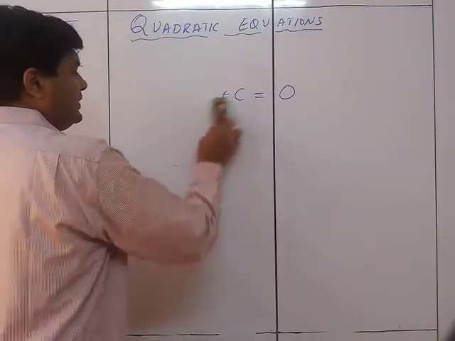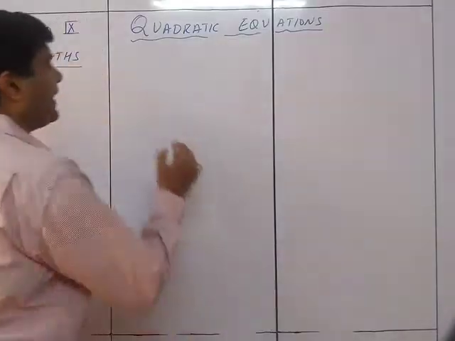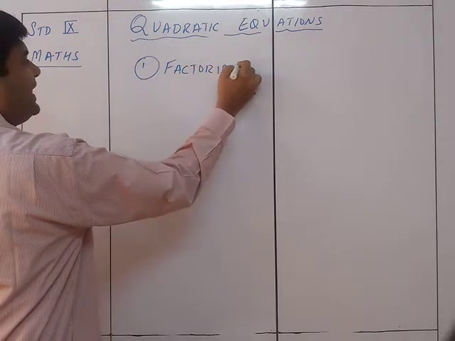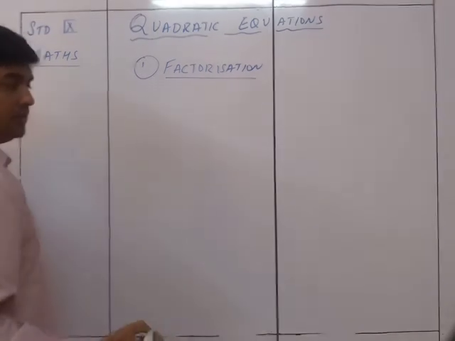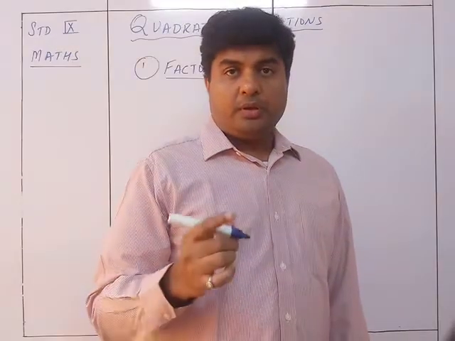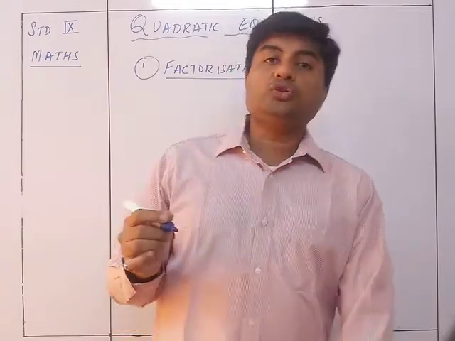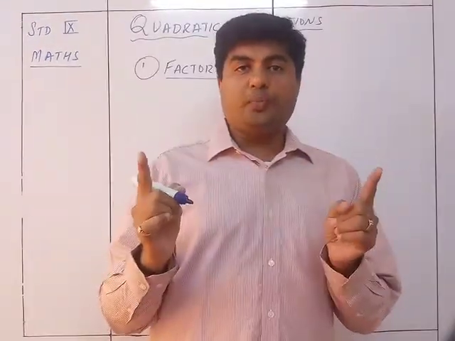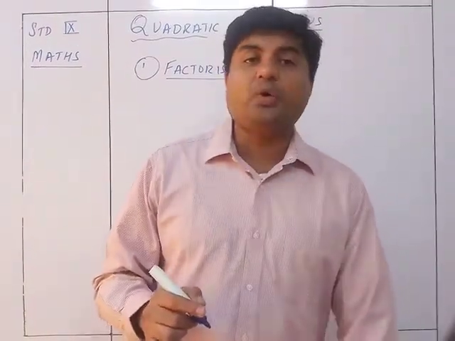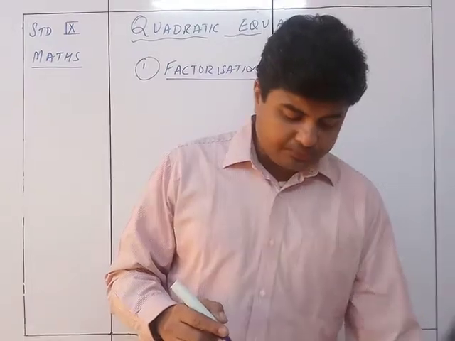Now, the solving of the quadratic equation in your 9th standard is only by one method, and that is factorization. So we are going to use the factorization method to solve these kinds of equations. If you remember, in factorization, whenever there were three terms, we used to split the middle term into two parts and then solve it. Same thing we have over here.